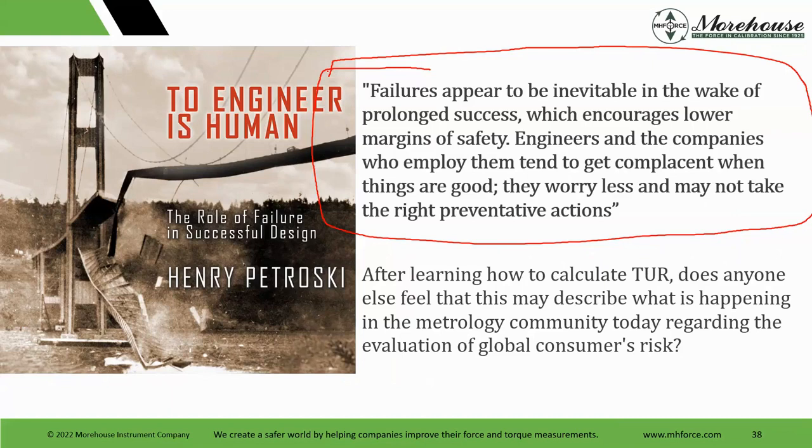So after learning how to calculate TUR, does anyone else feel that this may describe what is happening in metrology today regarding the evaluation of risk? You should.